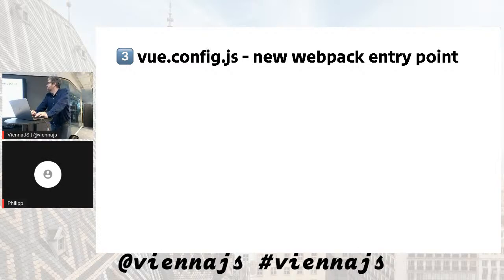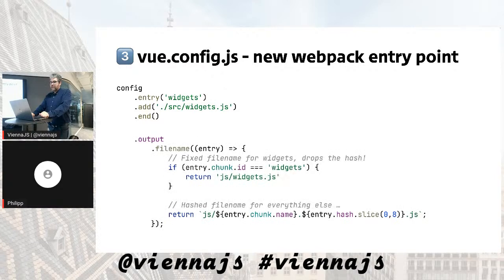And then move on to the Webpack configuration, add the new entry point. So this is now the important step. We now have, next to our standard app.js entry point, a second one for the widgets. And we don't want hashed file names. So this is a little dirty workaround. If the chunk ID is widgets, just don't add any hash and put everything into the widgets.js file. And if not, do like the Vue Webpack config is normally doing.